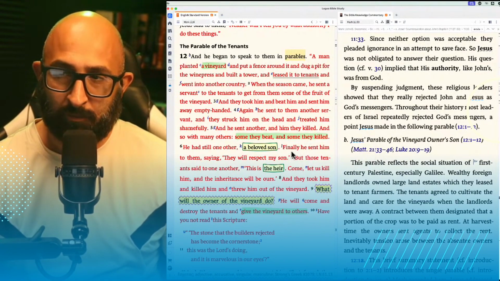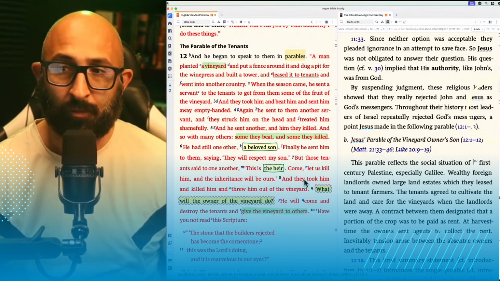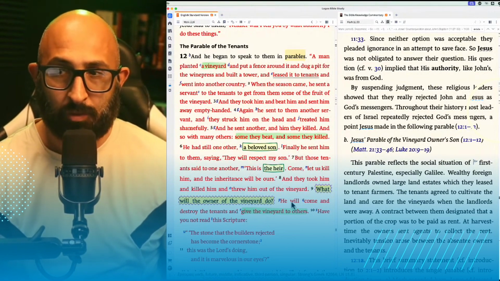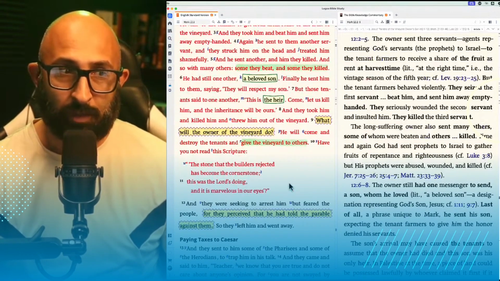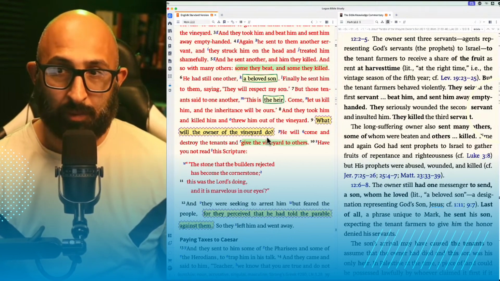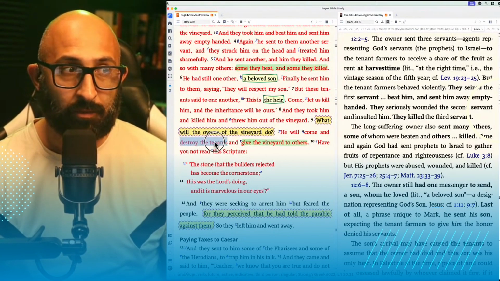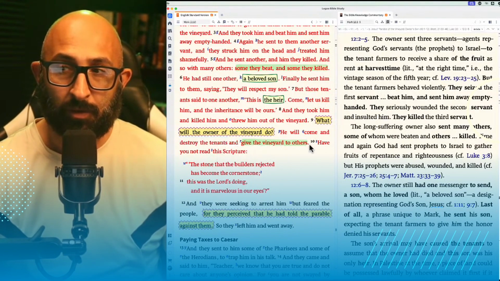And what do they do with the Son? They say, well, this is the heir. Let's kill him and take his inheritance. And guess what they do? They took him and killed him and threw him out of the vineyard. And here's the point of this passage. The man will come, and what will the owner of the vineyard do? He will come and he will destroy the tenants. So he's going to get rid of the tenants, and then he's going to give the vineyard to others.